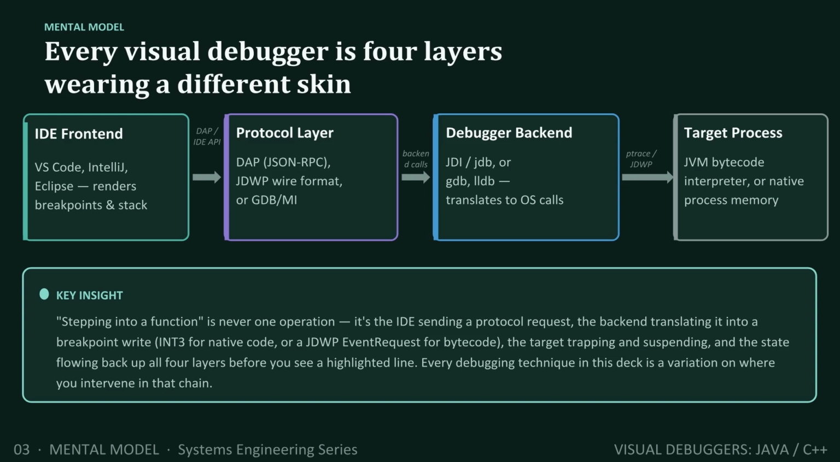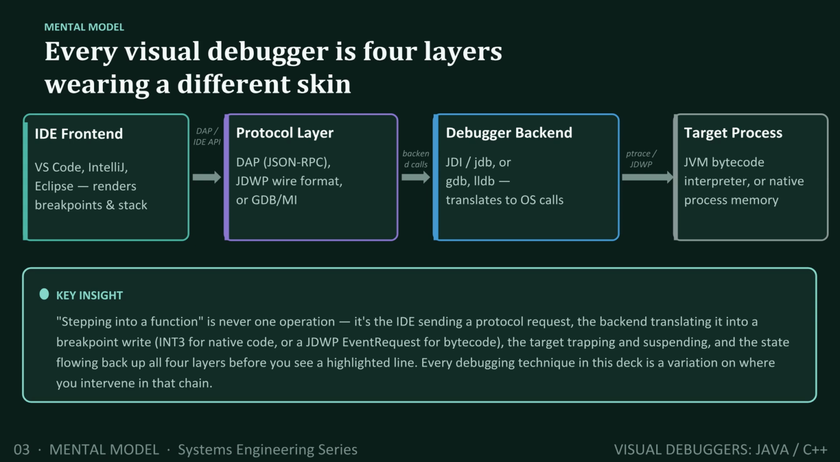Here's the key insight, and I want this to stick with you. Stepping into a function is never one operation. It's the IDE sending a protocol request, the backend translating that into an actual breakpoint write, an int3 instruction for native code, or a JDWP event request for bytecode, the target trapping and suspending, and state flowing all the way back up those 4 layers before you ever see a highlighted line. Every technique we cover today is really just a variation on where, in that chain, you choose to intervene.